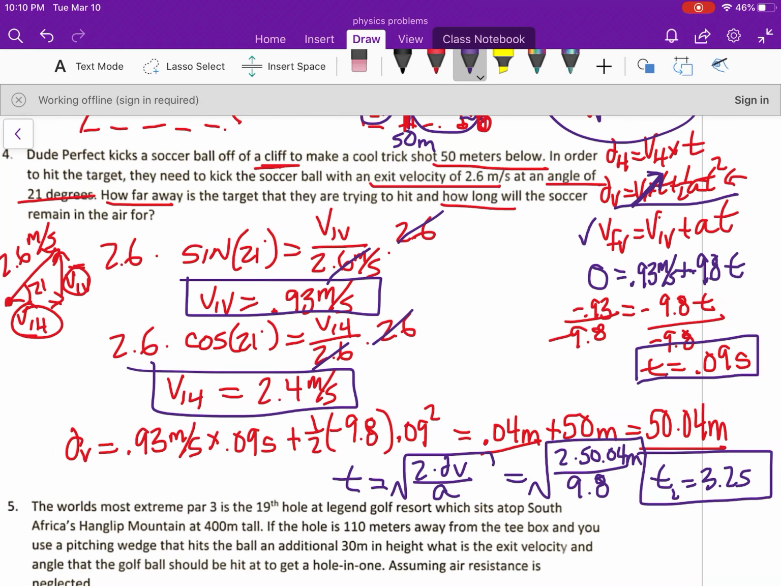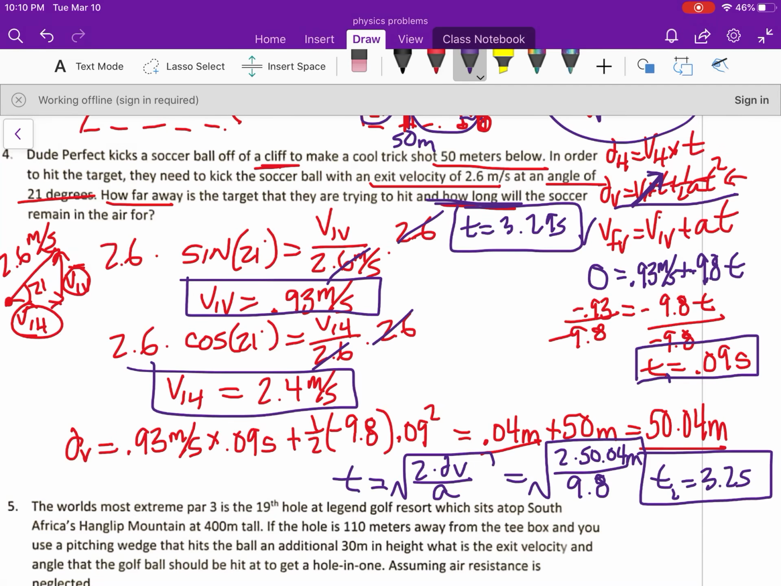So now I take interval 1 and add it to interval 2, and the total time, so to answer part 1, how long, we get 3.2 plus 0.09, so the total amount of time that this is in the air for is 3.29 seconds. And that was the first part of this.